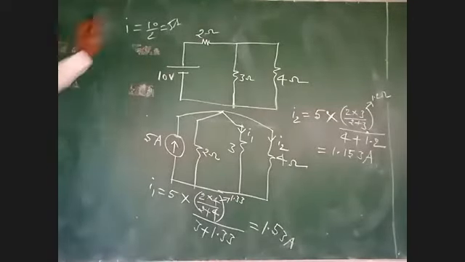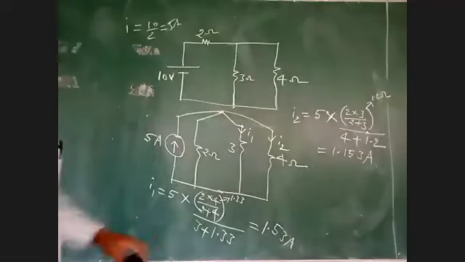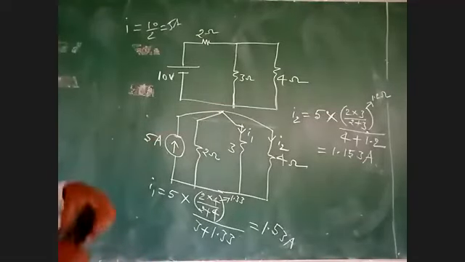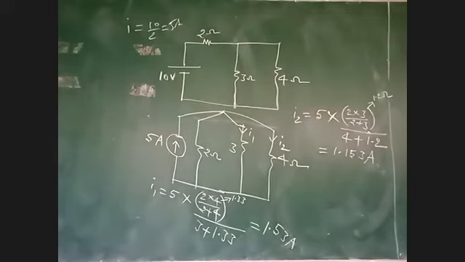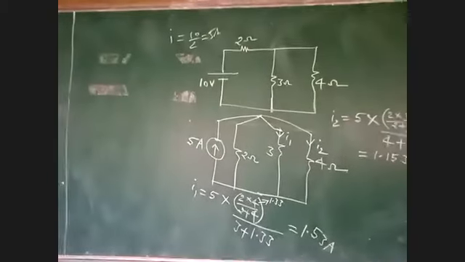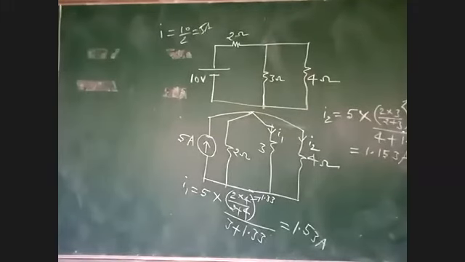This is one method for determining I1 and I2. Now I will tell one more method using current divider rule only, how to determine I1 and I2. Okay, see here.